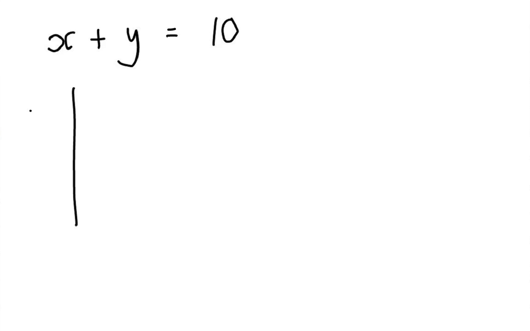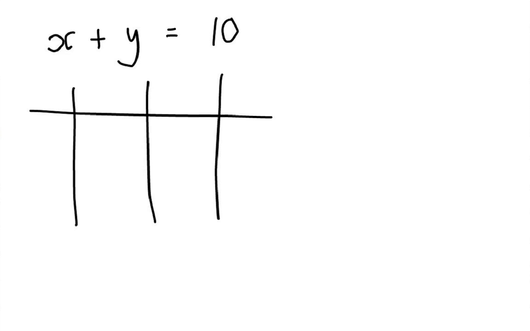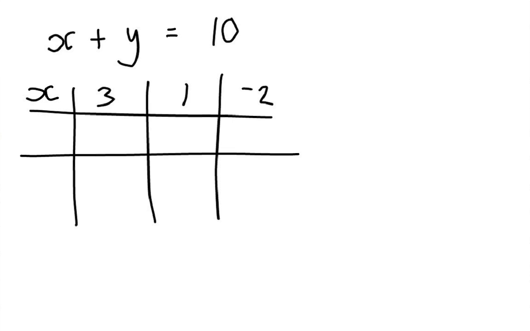So what we're going to do is start by drawing our grid once again, and we're going to start with our x value. Again, it doesn't matter what you choose for your x value. I'm going to choose 3, 1 and negative 2. Okay, so the next thing I'm going to do is, whatever our x is, it doesn't matter, but it does matter that when we add y to it, we will always get 10. That's what this equation is telling us.